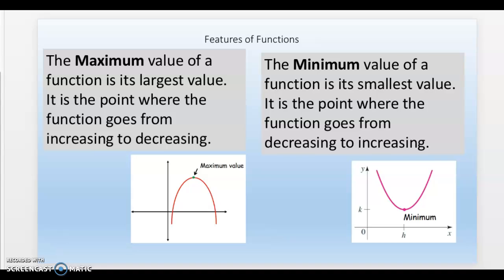Well, the maximum value of a function is simply its largest value. It's the point where the function goes from increasing to decreasing. Okay? So here's the maximum value. The function is increasing, and boom, now it's decreasing. All right? The minimum value then, of course, is the smallest value. It's the point where the function goes from decreasing to increasing. Okay?